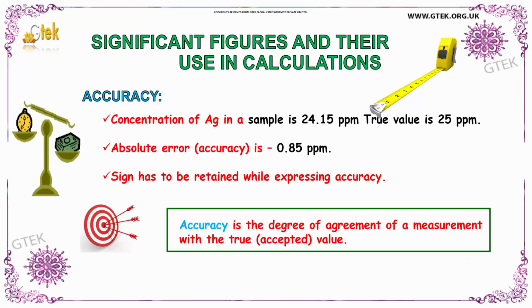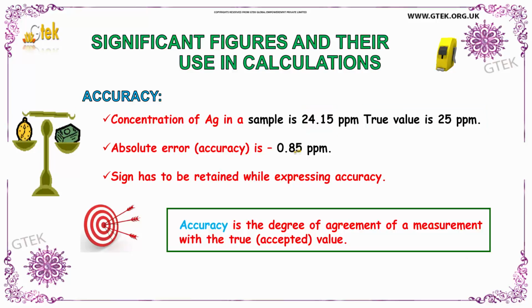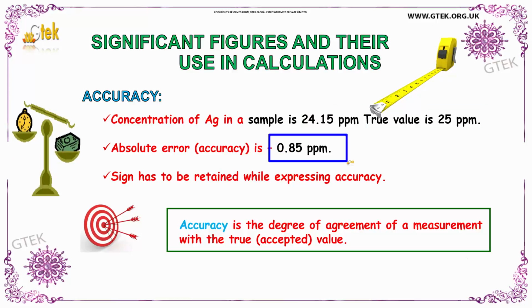Now we'll talk about the accuracy and also calculations. The concentration of Ag, the symbol Ag being silver, in a sample is 24.15 ppm. The true value is 25 ppm. We have to round the 24.15. And the accuracy or absolute error is 0.85 ppm.